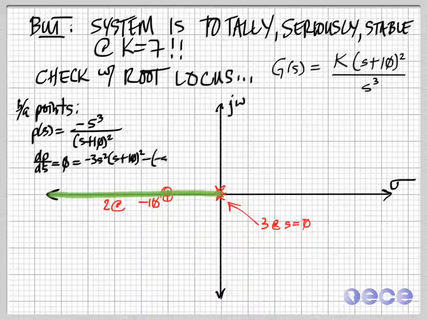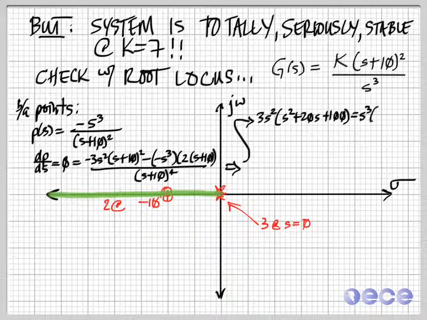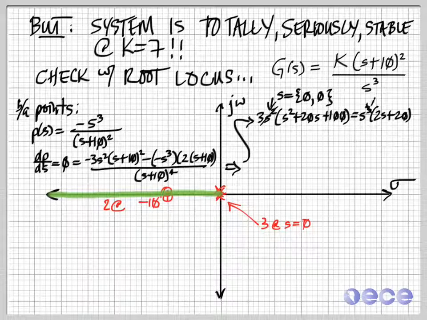So dp/ds equals 0, using the standard division rule that you use for taking the derivative of a complicated function. We do a lot more algebra, and then we end up with this equality: 3s squared times some quantity equals s cubed times some other quantity. This is a fourth order polynomial, so we expect to have 4 roots. We can right away see that 2 of them are at s equals 0.